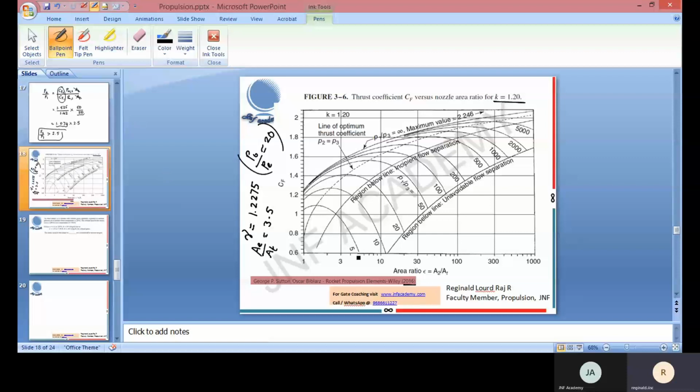I took the chart here, and 3.5 is here. This is AE by AT, 3.5. You see that when the pressure ratio is 20, the optimal thrust happens to be 1.42. Do you observe? The optimal thrust is 1.42. So at this pressure ratio, you see that the thrust is 1.42. Suppose you go to a higher pressure ratio, let's say 50 as per the problem, with the same area ratio, you see that a very small increase in thrust will be present.